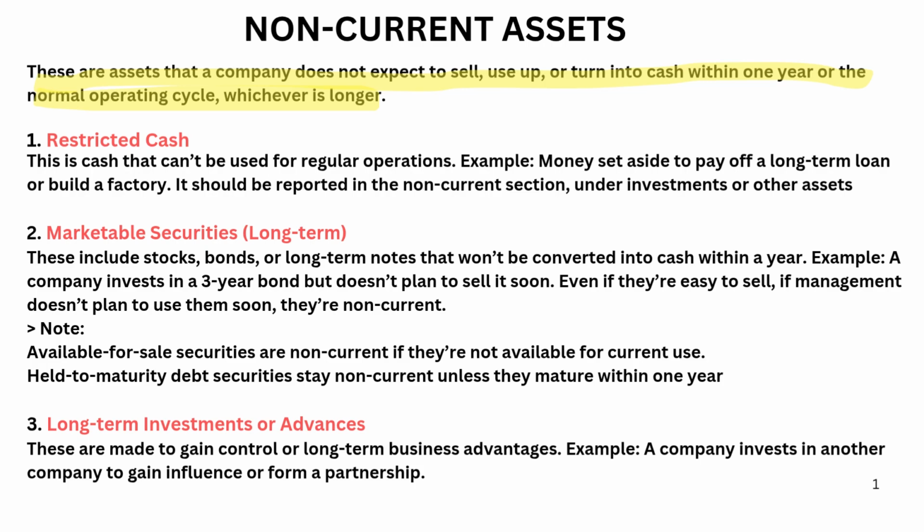That means the company doesn't plan to use them up, sell them, or turn them into cash within a year or the normal operating cycle, whichever is longer. Let's explore the different types of non-current assets with examples.